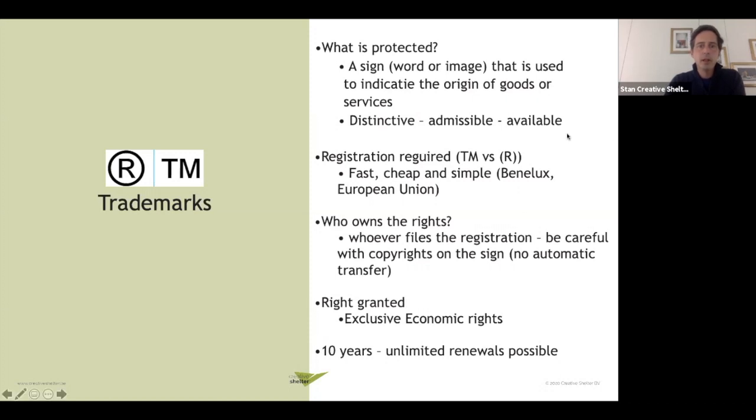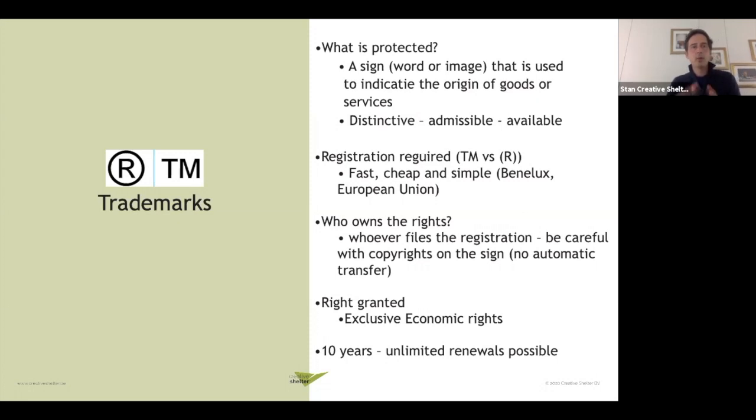To give you an idea, to file a European trademark, it's called a community trademark. It's valid in all member states of the European Union. It costs 900 euros if you do it online, and you get your protection for 10 years. So that's 90 euros per year to have an exclusive right to use this sign in the European market. And so this is very, very cheap, and I would recommend that you investigate.